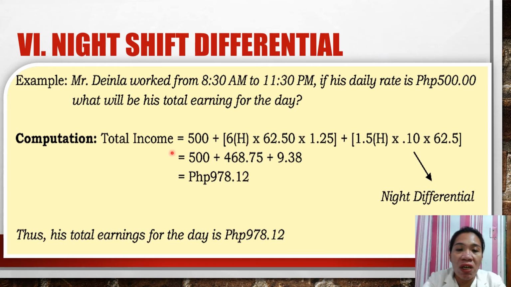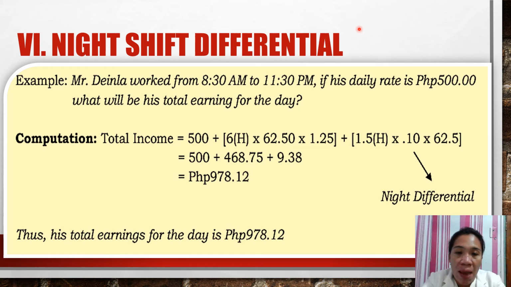Now, for the computation, we have to look into the time that Mr. Dela Cruz worked, from 8:30 a.m. to 11:30 p.m. So look into from 8:30 a.m. to 4:30, that will be his 8-hour work, which pays 500 pesos as the daily wage. Now, from 4:30 p.m. to 10 is 6 hours. That 6 hours is his overtime period, and thus this will be multiplied by 1.25.